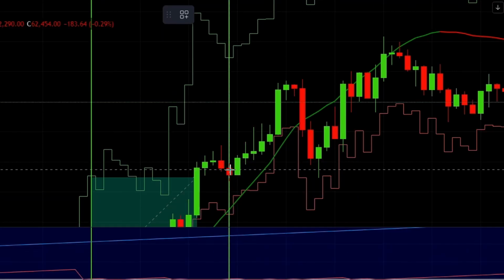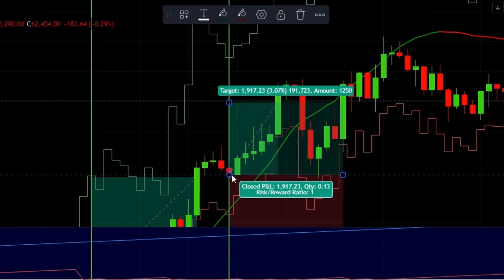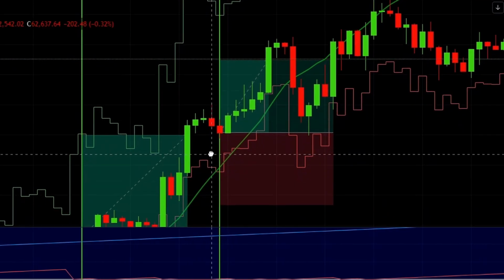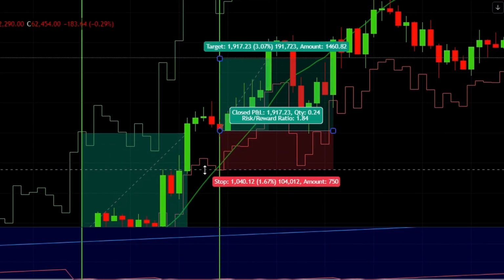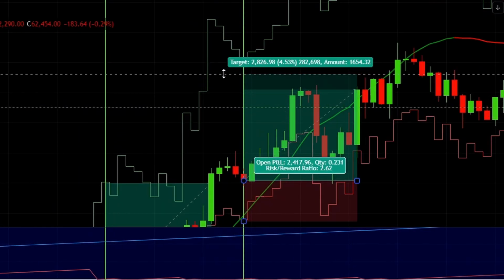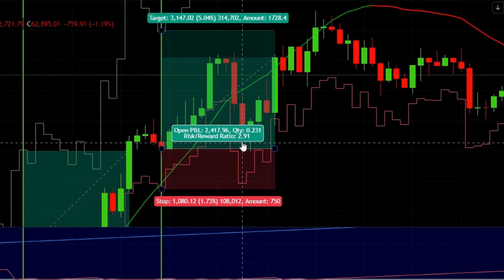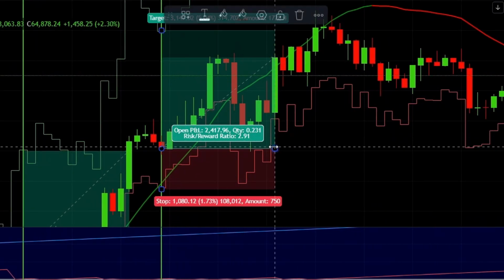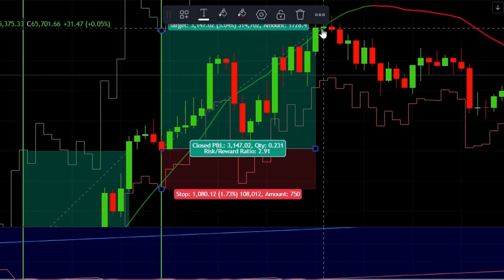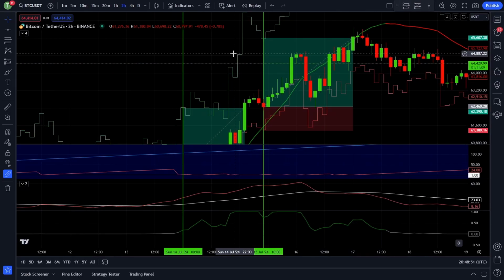We will enter at the close of the signal candle or at the open of the next candle. Stop loss will be at the lower ATR band and the take profit at the upper ATR band. Again, this will give us a 1-to-3 risk-to-reward ratio, and this was another winning trade. So those are the rules for this strategy.